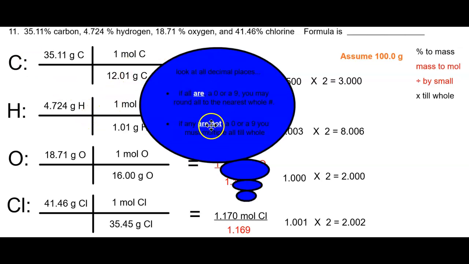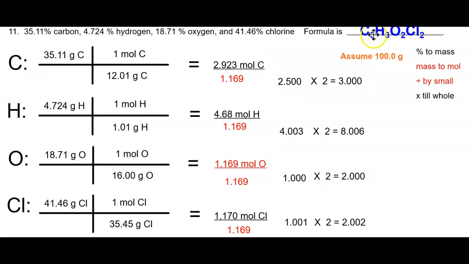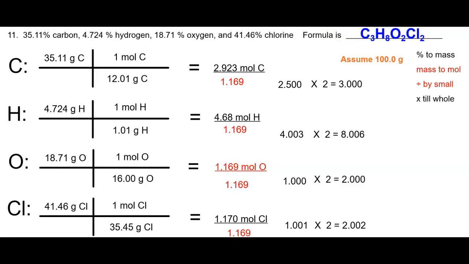So it's one of these two. We know either they are all 0s or 9s, or they're not. We established that they were. So now from those new numbers, I can write my formula and just round. So C3H8O2Cl2. That is my final answer.